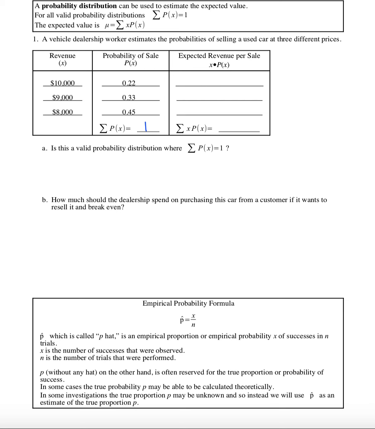Next, we want to calculate the E of X value because we're calculating a weighted average of these different things. So let's just multiply straight across here. I get $2,200. Multiply these. $2,970 and $3,600.